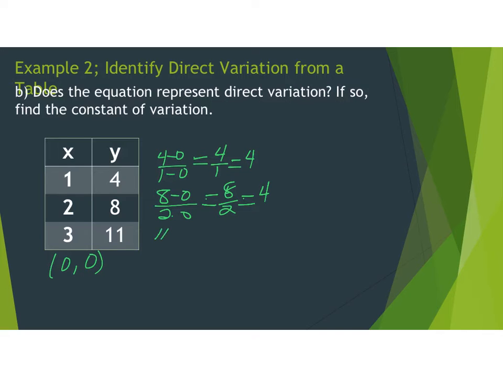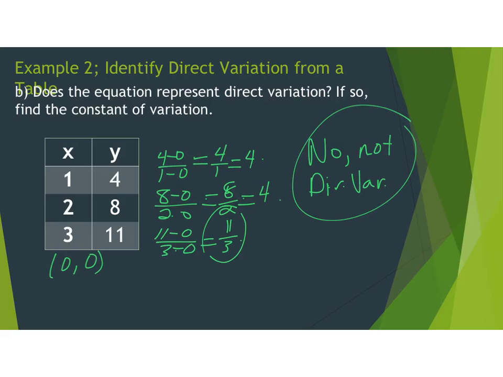And 11 minus 0 over 3 minus 0 is 11 over 3, which is as simple as you can do it. So since all of these slopes are not the same, we would say no, it is not direct variation, because the slopes are not the same.